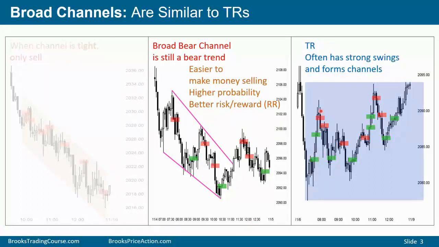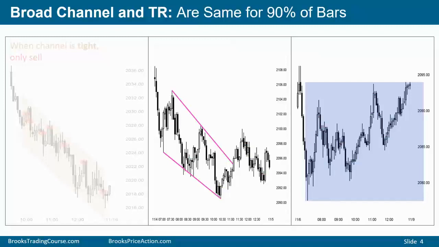Trading range has legs up, it has legs down, has legs up, legs down. This is also a broad bull channel, has a higher high and a higher low, but during most of the time here, it's simply a trading range. Whenever the market's in any kind of a broad channel, most of the bars are also in a trading range. Here we have a broad bear channel, and most of the bars are also in trading ranges, small trading ranges, sometimes nested inside of bigger trading ranges.